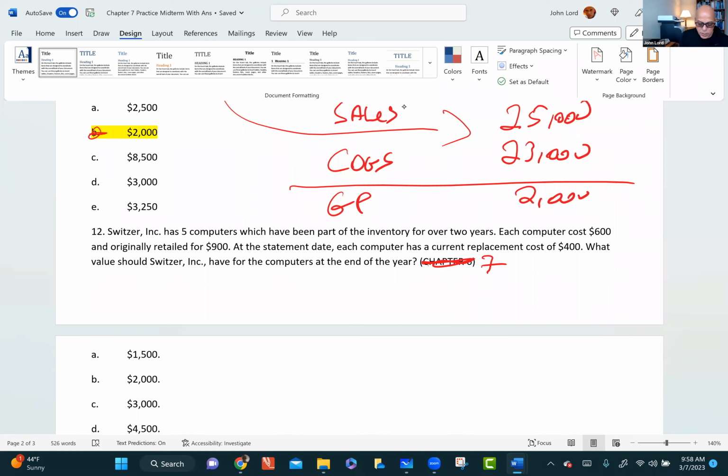So what's lower, the original cost or the current cost, the market? Current. The current cost, replacement cost, not what we're trying to sell them for. What it would cost us to replace those in the market currently has fallen $200 per computer. So I would have to carry those at $400 times the 5 computers you have. $400 times 5 computers, that's $2,000.